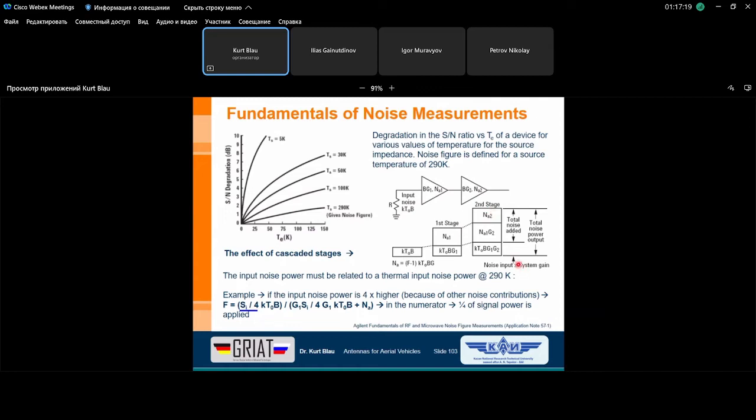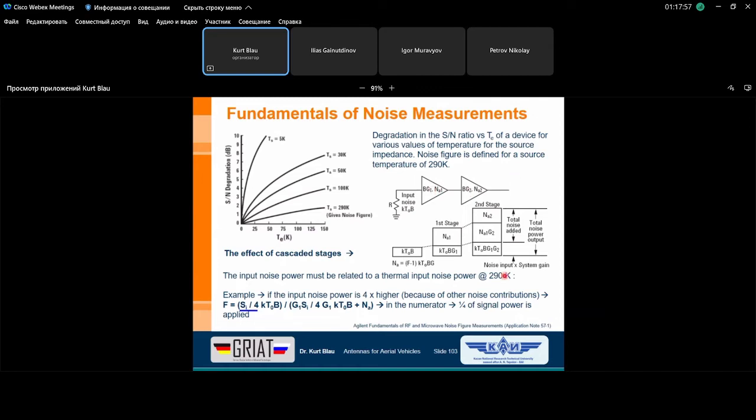And now we can see here, this is the total noise power output, and this is the input thermal noise power multiplied by G1 and G2. This is the total added noise power, and the sum is the total noise power output. And then it's clear, it's not shown here, we have the amplified input signal. This is nothing else than the input signal multiplied by G1 and G2.